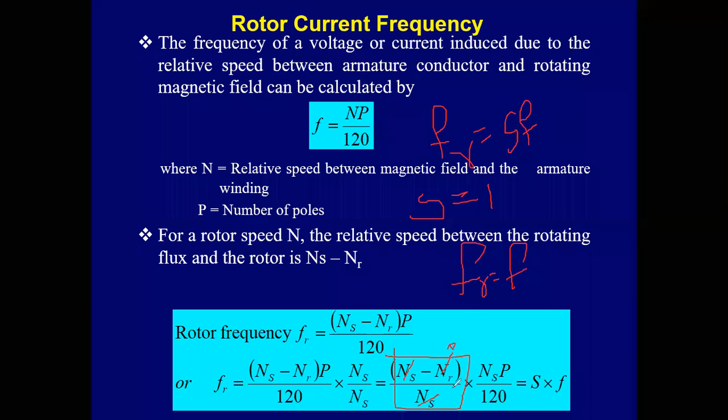But later, the nr will be nearer to ns. Suppose ns is 1500 and nr is 1400, what is the difference? 100. What is the value of ns? 1500. So the slip value is 1 by 15, which is less than 1. So Fr will be less than the supply frequency.